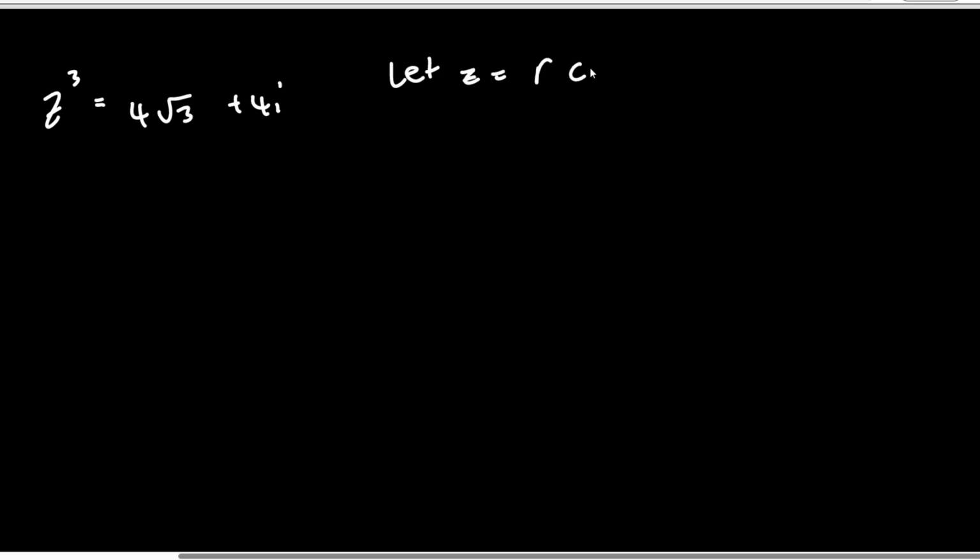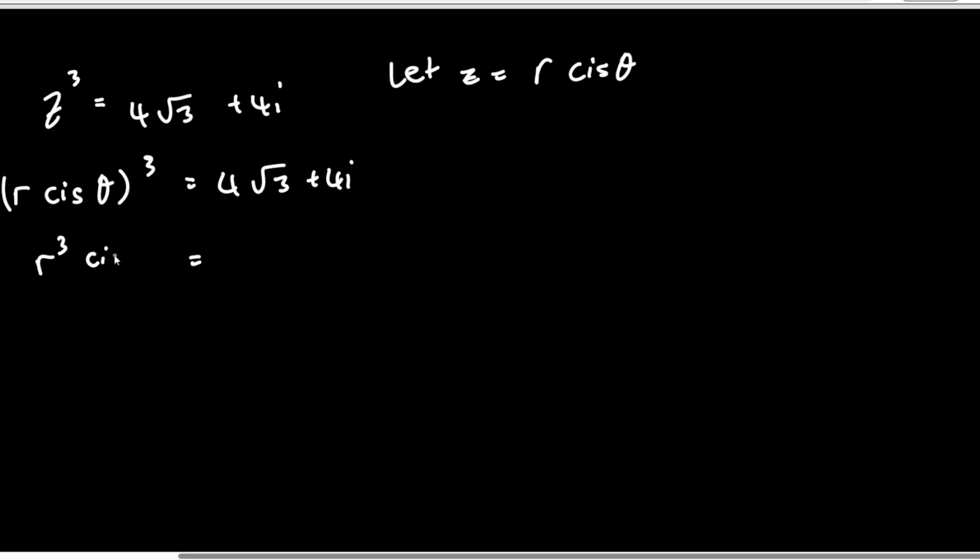Okay, so we know that we're going to let z be r cis theta. So again, we're going to have to unfortunately find the modulus and theta. So if z is that, then we know that r cis theta can be replaced with z, and it's going to be 4 root 3 plus 4i. So that's going to be r cubed cis 3 theta is equal to 4 root 3 plus 4i. Okay, so let me just find the modulus real quick.